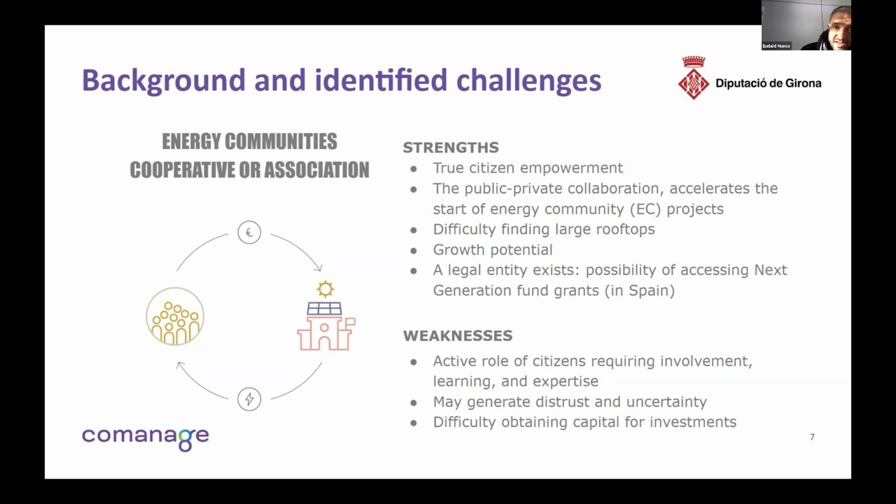Well, there is a legal entity, and we are finding some weaknesses, like that it requires a lot of involvement, learning and expertise from the citizens. Some projects may generate distrust or uncertainty among the rest of the people of the municipality, and there is also the difficulty of obtaining the capital for the investments.